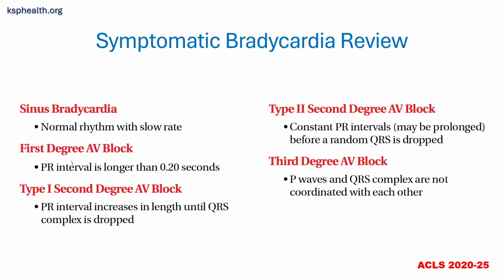It is a review of the symptomatic bradycardia. Sinus bradycardia: only the rate is low, otherwise everything else is good. First degree AV block: there is a prolongation of the PR interval, meaning more than 0.2 seconds. Type 1 second degree AV block: PR interval progressively increases until a QRS complex drops. Type 2 second degree AV block: the constant PR intervals may be prolonged before a random QRS is dropped. Third degree AV block: P waves and QRS complexes are not coordinated with each other.